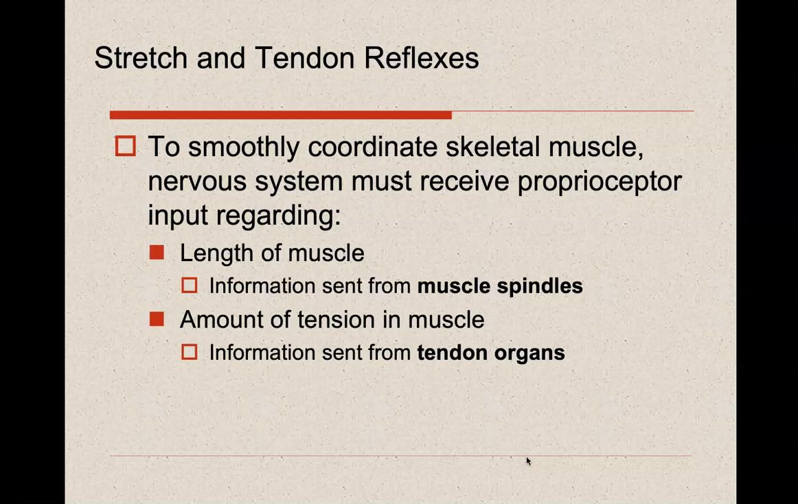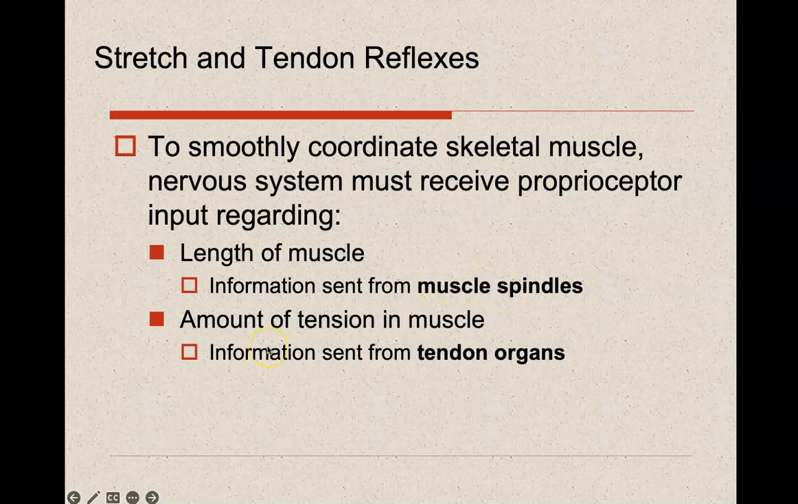These are reflexes that smoothly coordinate our skeletal muscles after receiving proprioceptor input regarding two things: the length of the muscle. So information will be sent from these receptors called muscle spindles. And that muscle spindle, again, is a type of proprioceptor. And so it will tell us if a muscle is stretched or not. So those muscle spindles are doing that.